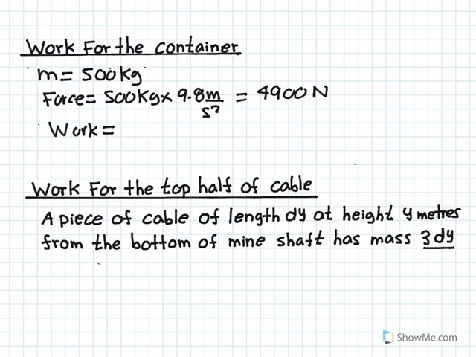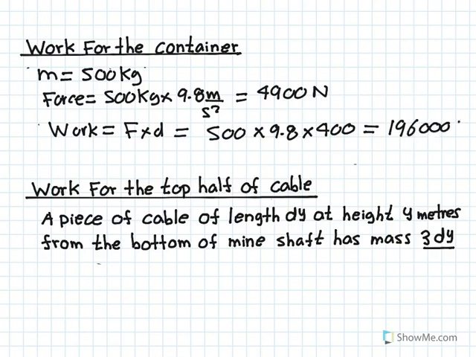And we have the work. Work is equal to force times distance. So we get 500 times 9.8 times 400, and this gives us 1,960,000 joules. That's how many joules of work is required to lift the whole container of diamonds 400 meters. Why 400 meters? Because we're lifting it up to the halfway point. The whole distance is 800 meters. Half of 800 is 400.